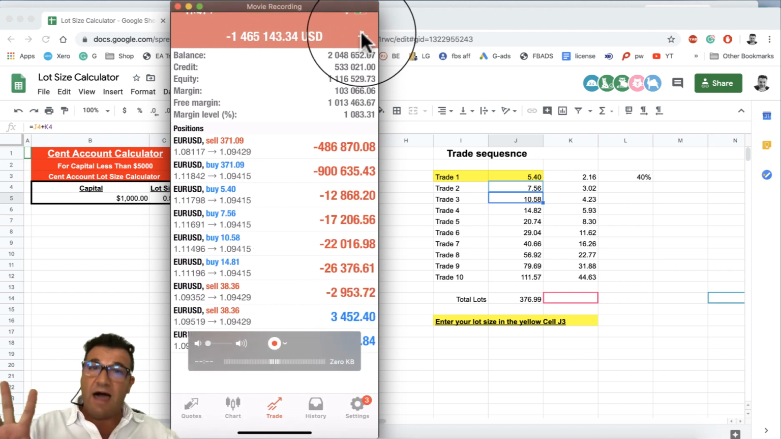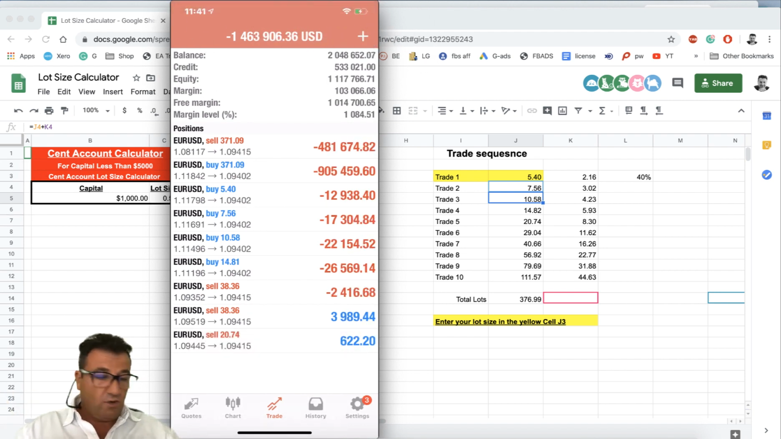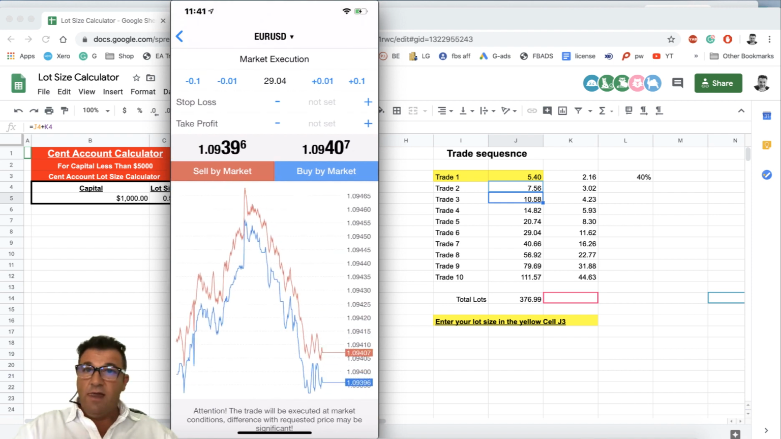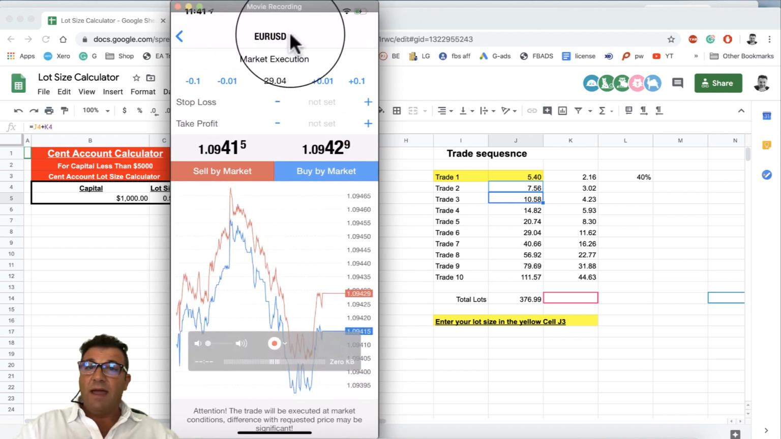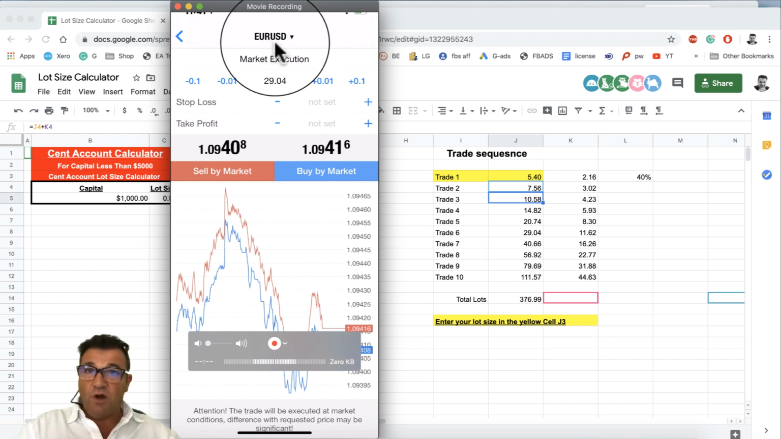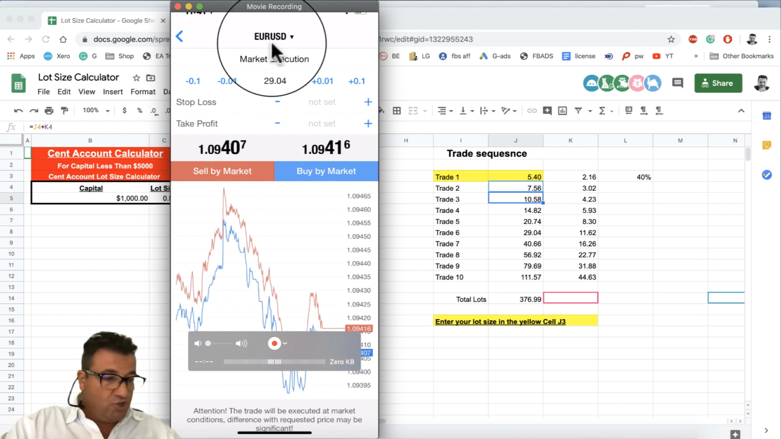This is on an iPhone. I'm not sure how it works on an Android. You need to Google that, or go to YouTube and check how to place a trade on an Android phone. You need to check that market execution is set, and then make sure that it says Euro, US dollar, or the currency that you're going to be trading.